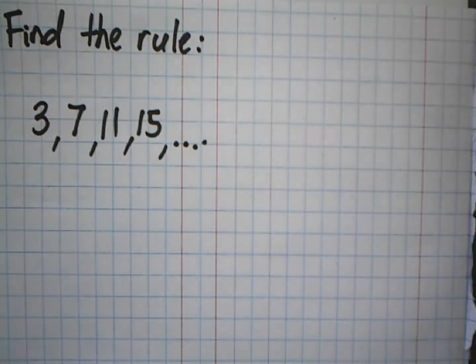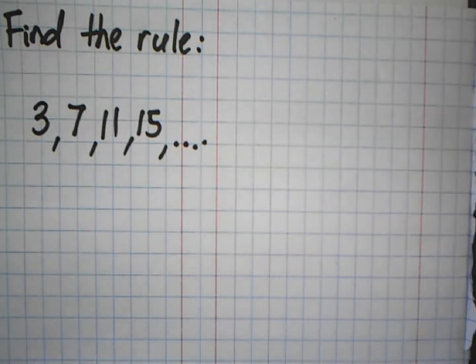Okay, so today we're going to look at how to find the rule for this pattern here. The pattern below you can see is 3, 7, 11, 15, and then it just carries on. So how do we find the rule for this pattern? Well, the first thing we need to do is see what's happening between each term. So, what's it increasing by?